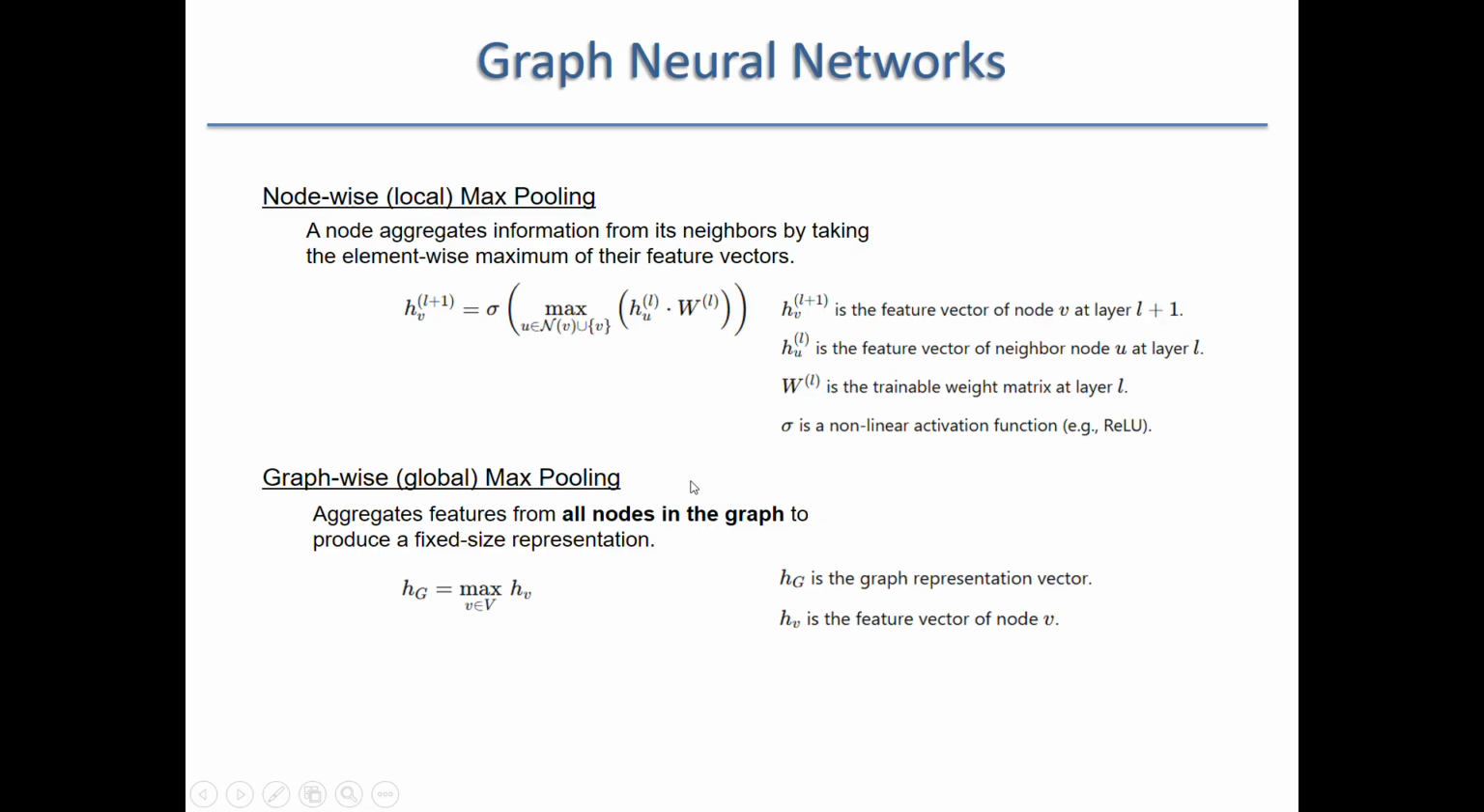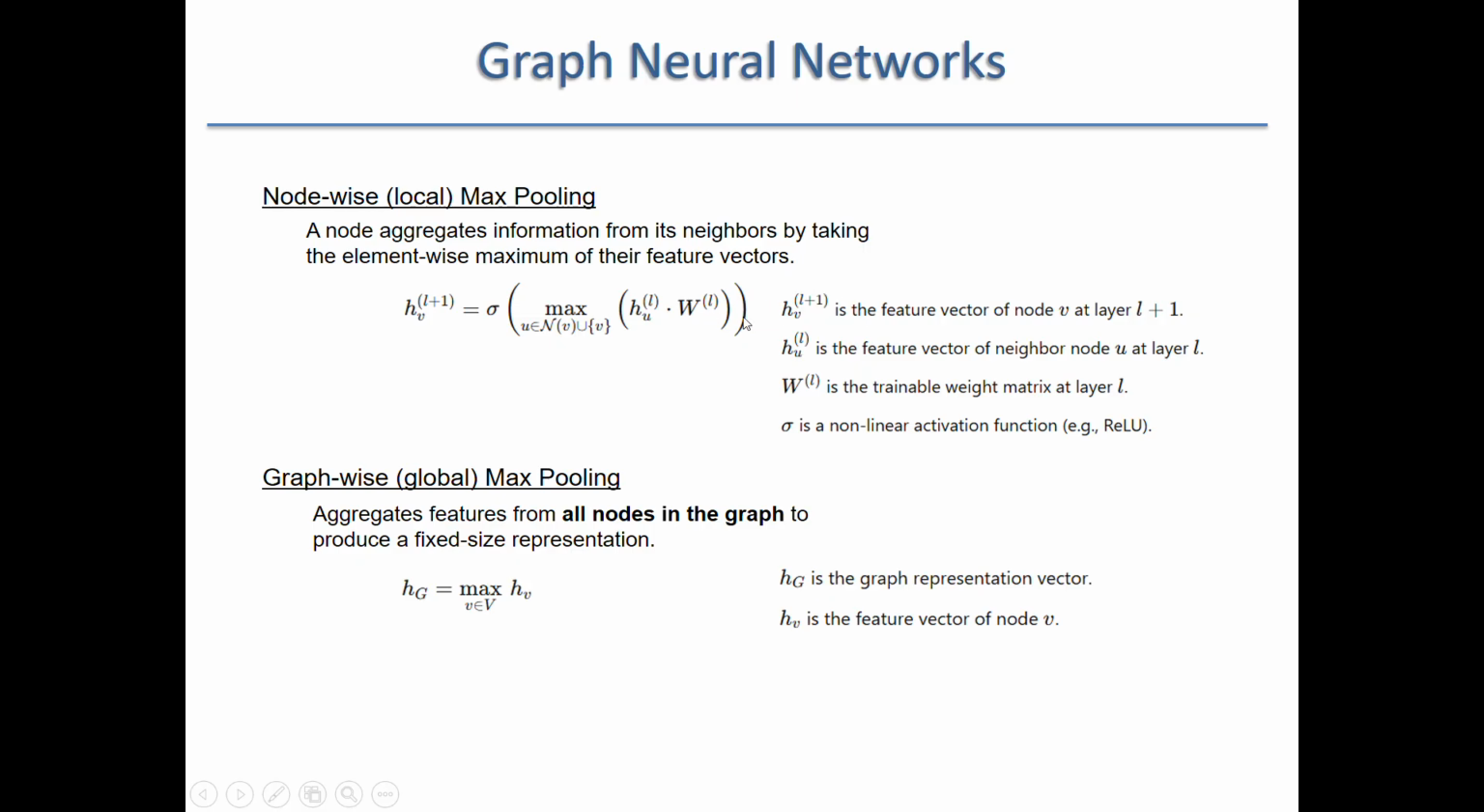Then another very typical operation is pooling. So how do we do pooling, from one layer to the next? There are multiple ways. One way is to do node-wise local max pooling, where a node aggregates information from the neighbors by taking the element-wise maximum.